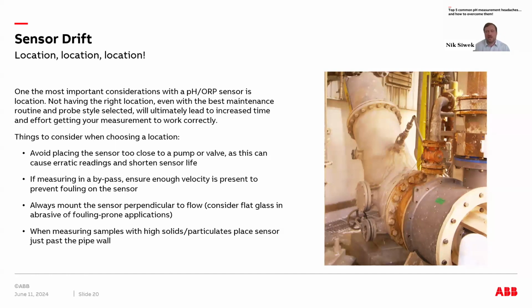You want to make sure that if you're in a bypass situation where it's a sampling type panel, you have enough velocity going across the sensor to minimize buildup and fouling on the sensor itself. And again, always mount the sensor perpendicular to flow.